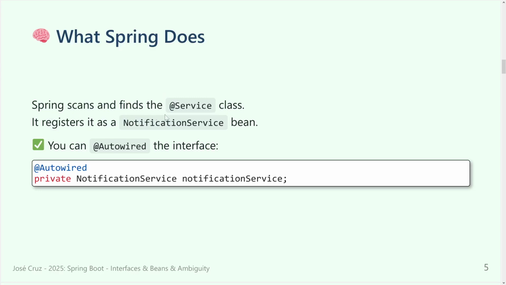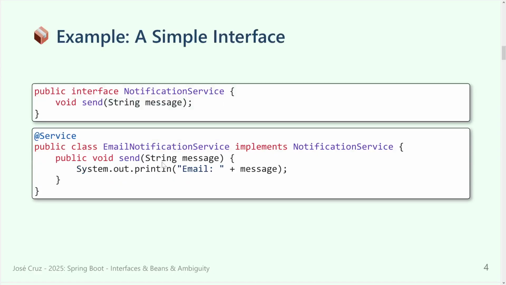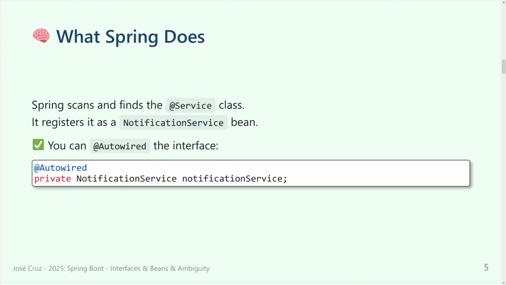So again, Spring scans and finds the service class registered as a notification service bean. When it says registered, it's the data type, because the name of the bean will be emailNotificationService, where the e is lowercase. This is how Spring Boot gives names to beans. You can override that behavior with parameters here, which will be the subject of a future video, but for now, if you don't provide one, the name will always be the name of the class with the first letter in lowercase.